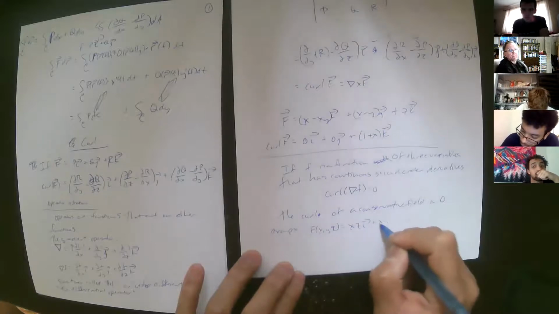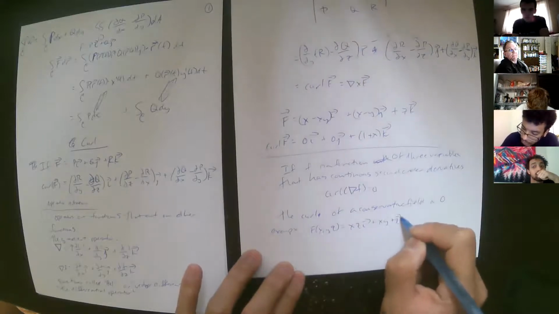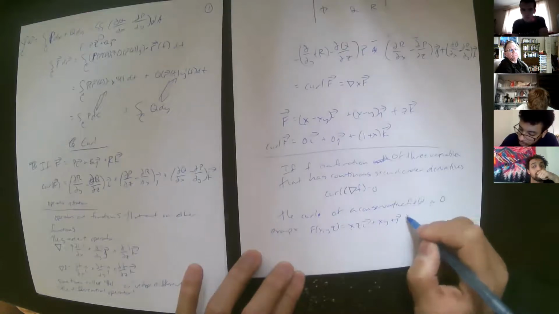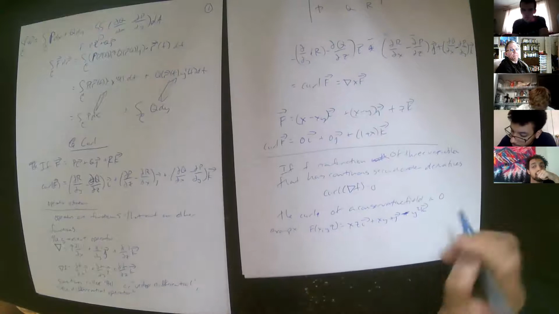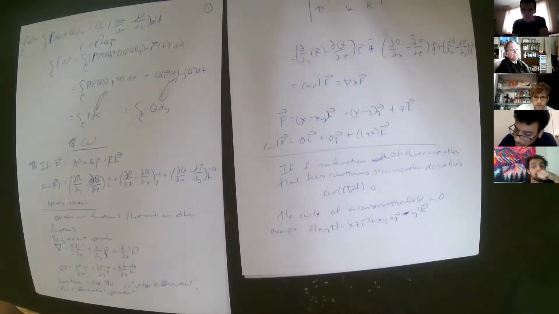xzi plus xyzj plus minus y squared k. Is this field conservative? Meaning, is there a function in 3 variables that has this as its gradient vector?